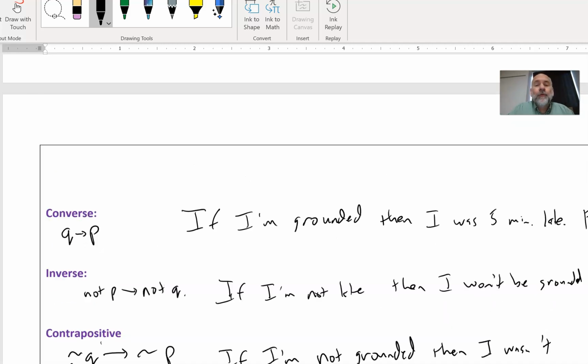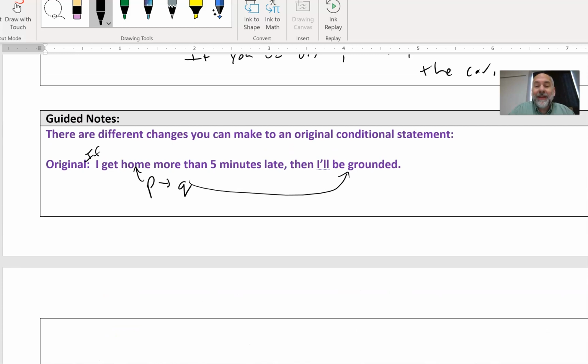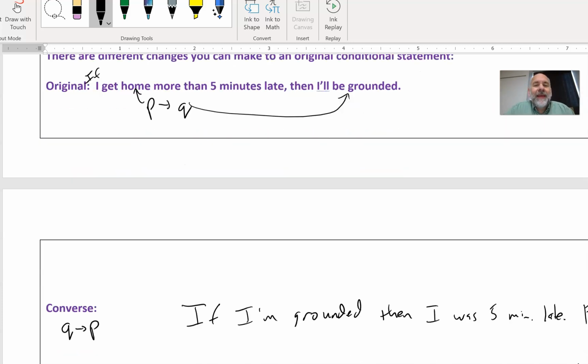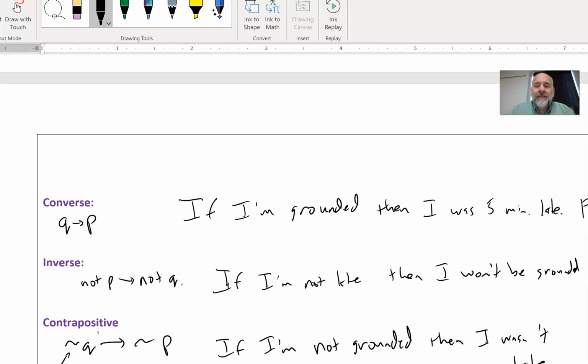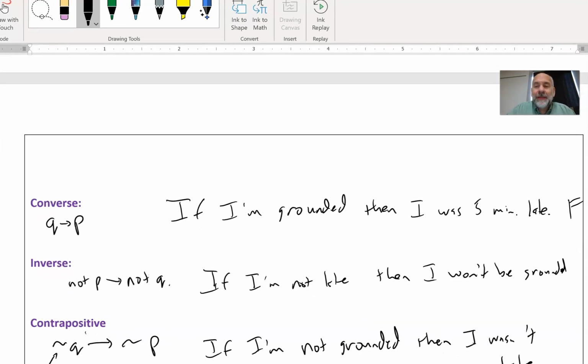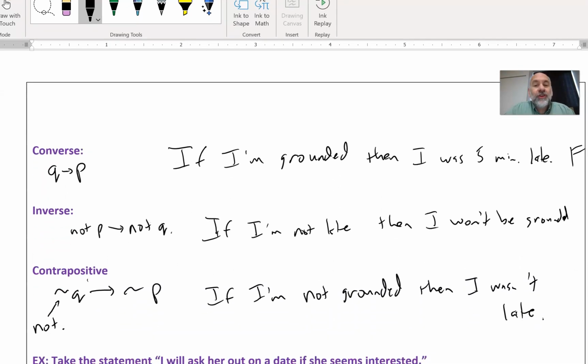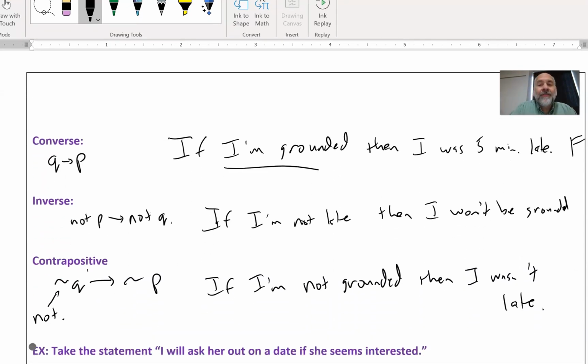Because even if the original is true, and remember I said this was a true statement in high school, if I was home more than 5 minutes late on a Saturday night, then I was grounded for 2 weeks. So for this one, we'd say this is a false conditional statement because the hypothesis could be true and the conclusion can be false. And if it's a true conditional statement, once the hypothesis is true, the conclusion has to be true.